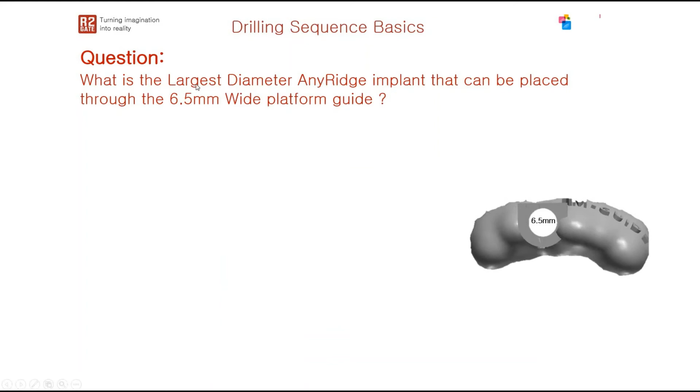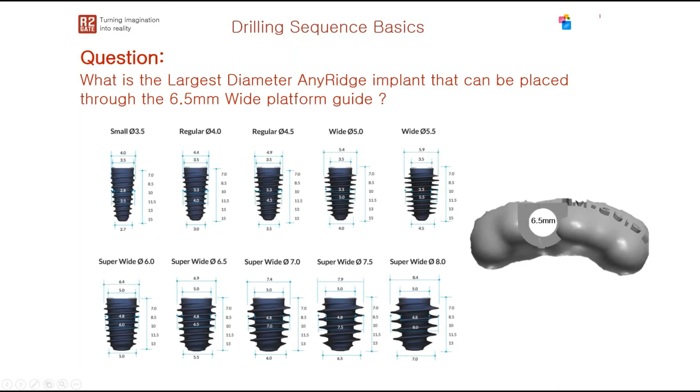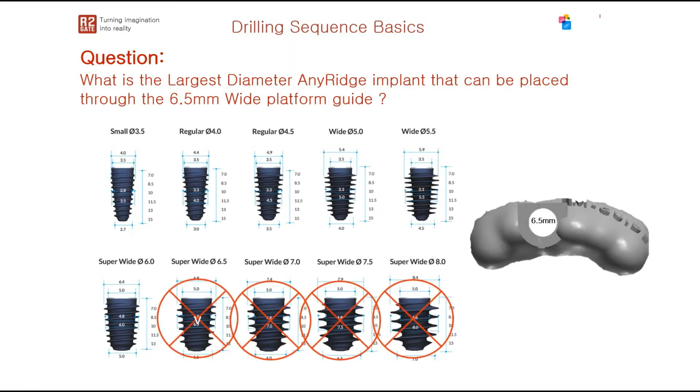Also knowing this information, what would be the largest diameter AnyRidge implant that can be placed through the 6.5 millimeter wide platform guide? Again, the answer is 6 millimeter. So a 6 millimeter AnyRidge implant is actually 6.4, and that will be the widest implant that could be placed through a wide platform surgical guide. So in essence, the largest implant that can be placed through an R2GATE guide is actually 6 millimeters.